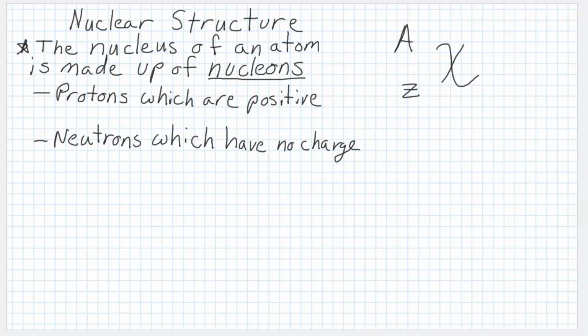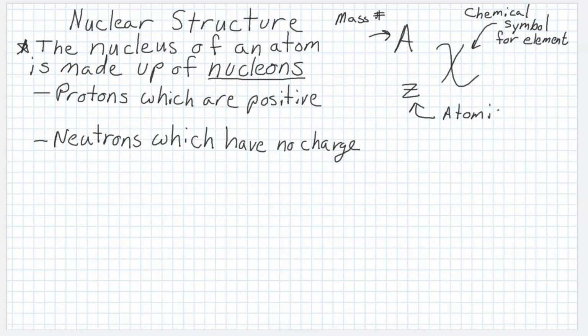We represent nucleons using nuclide notation, where X in this notation is the chemical symbol for the element, like you'd find on the periodic table. A is the mass number, which is the sum of all the mass of the protons and neutrons, or nucleons. And Z is the atomic number, which is the number of protons I have.